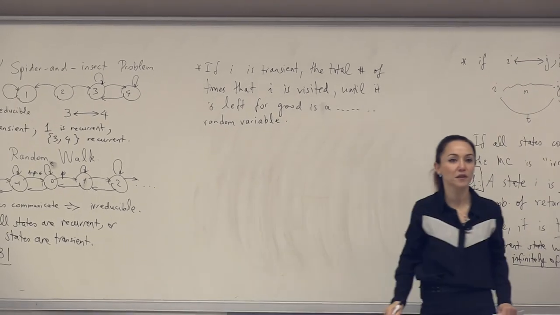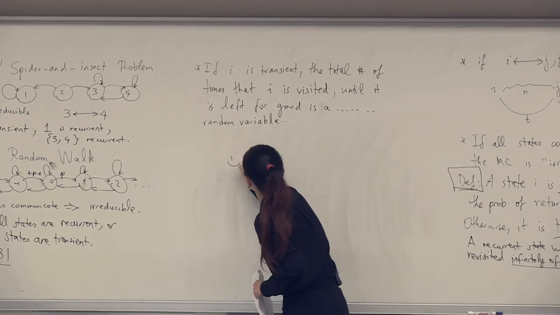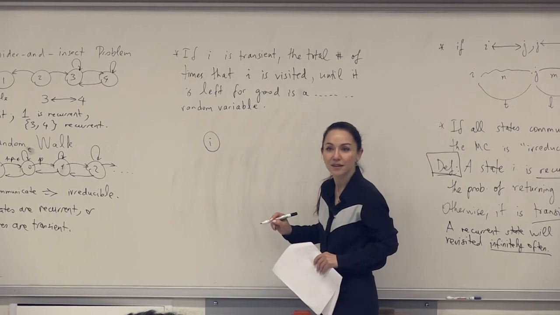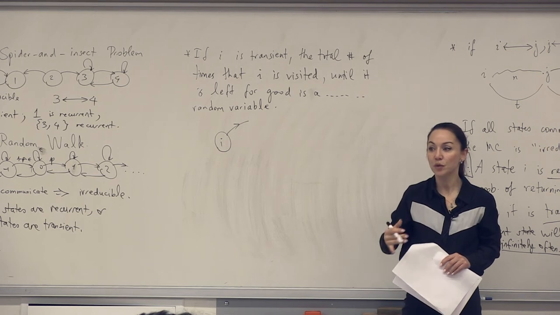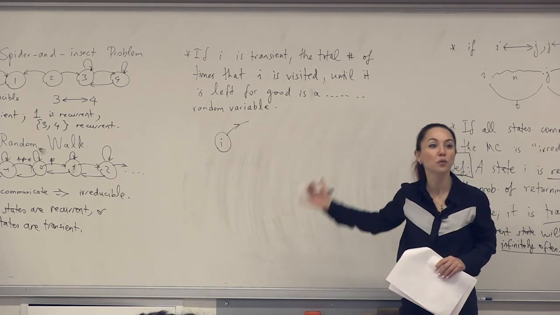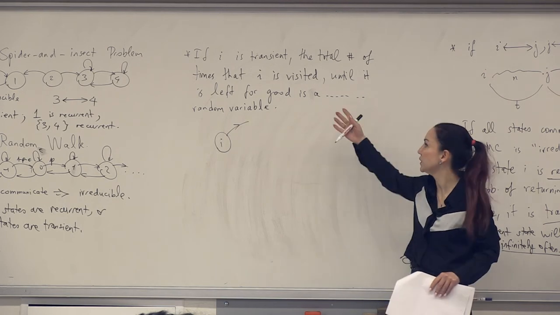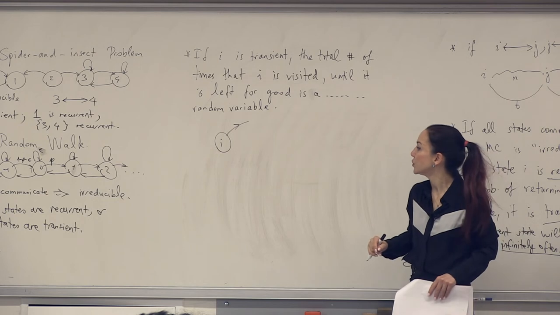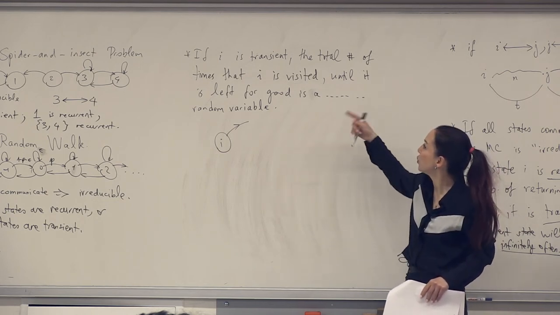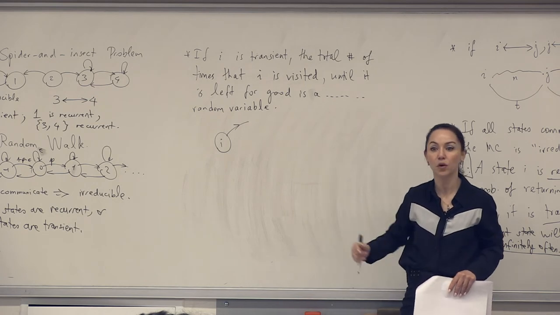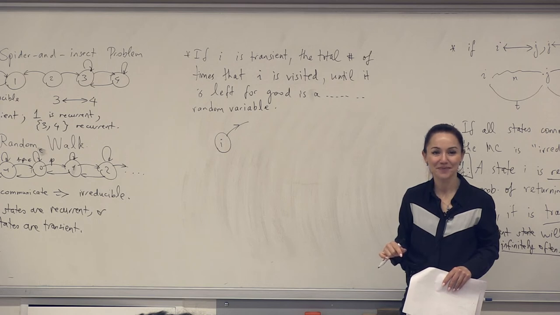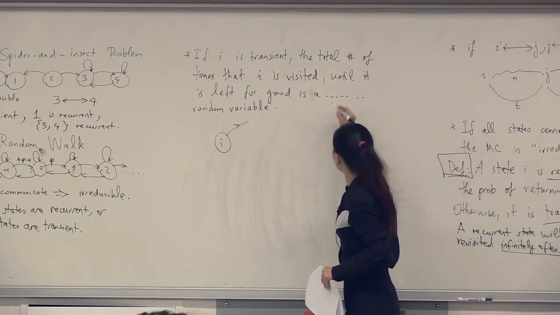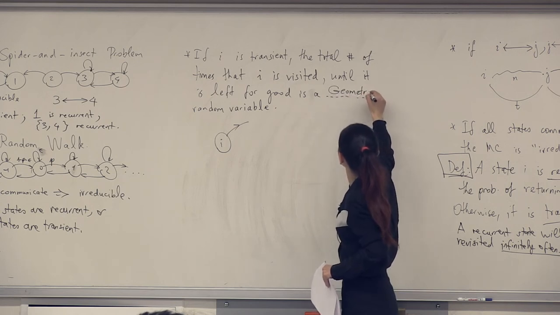What kind of random variable do you think this is? So if I'm in i, every time I make a transition, there's a probability that I will go to a state from which I will not come back, by definition of being transient. So what is the distribution of the total number of visits to i before I leave for good? You know this, it's the discrete random variable. Geometric, right. So it's a geometric random variable.